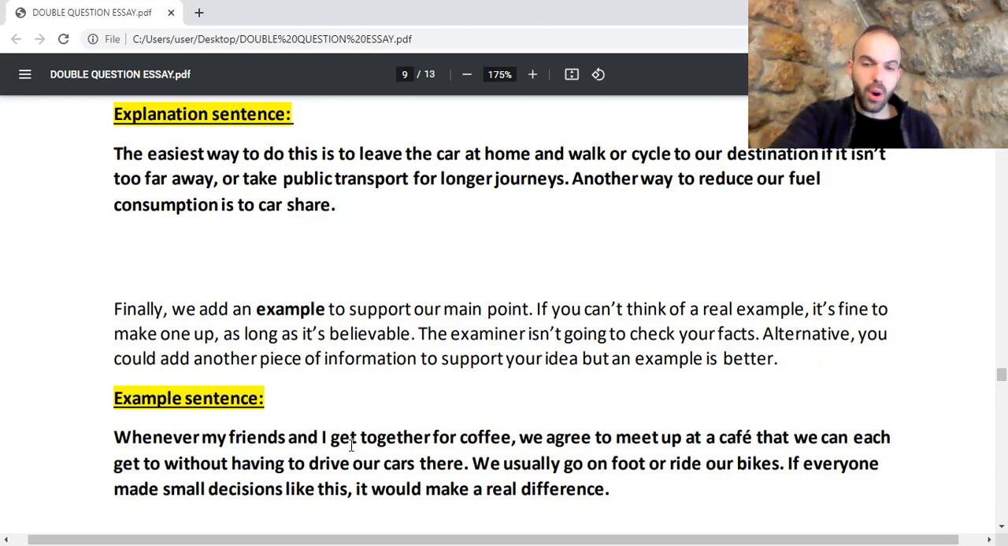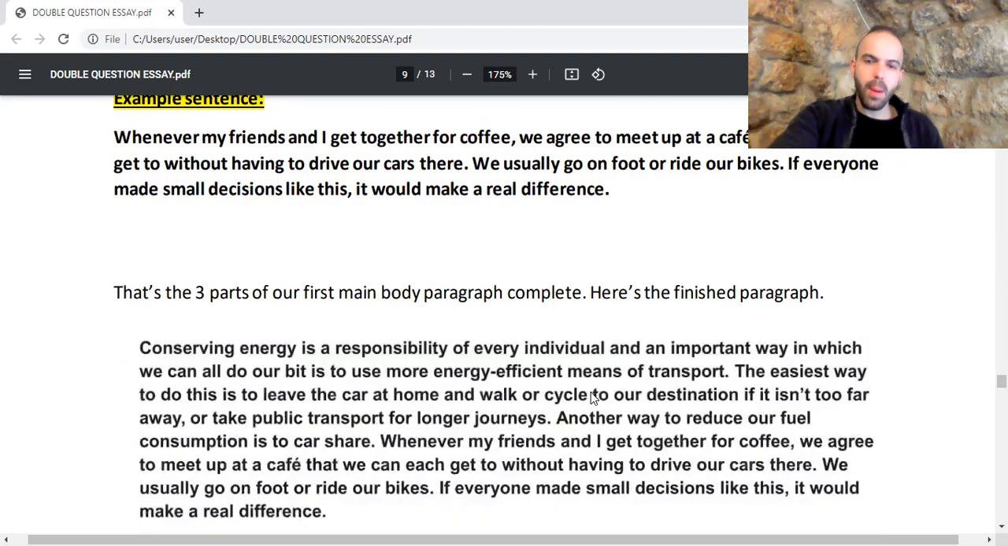Whenever my friends and I get together for coffee, we agree to meet up at a cafe that we can each get to without having to drive our cars there. We usually go on foot or ride our bikes. If everyone made small decisions like this, it would make a real difference. Amazing example. Now I'm going to give you some time to read the whole paragraph.